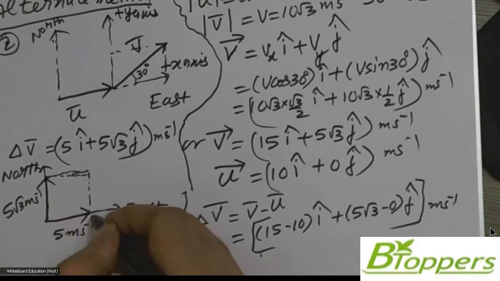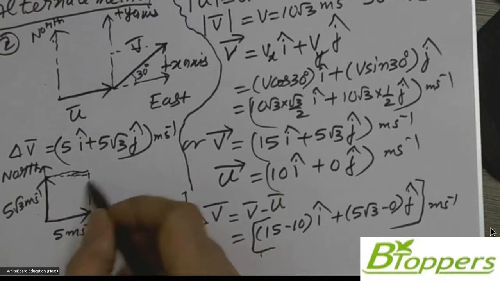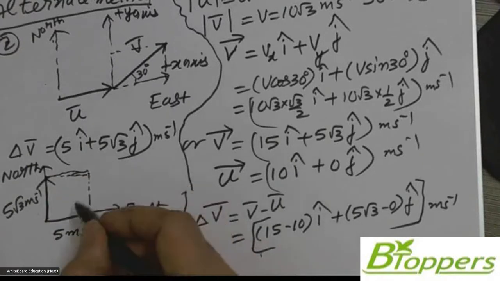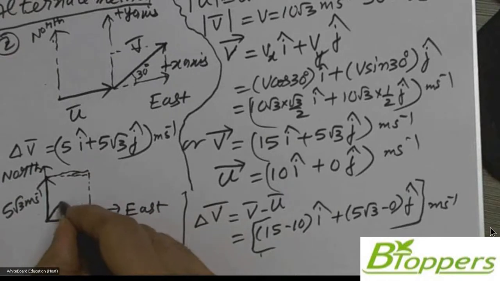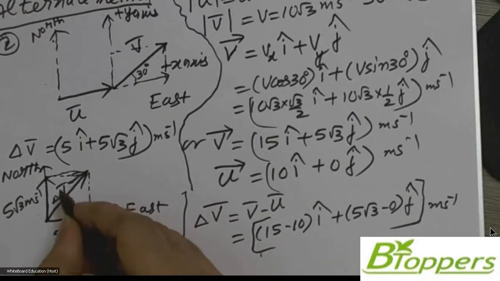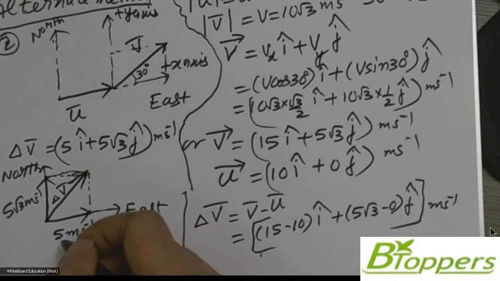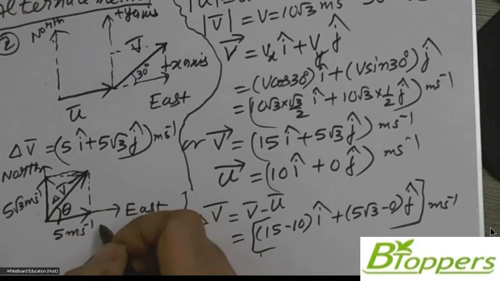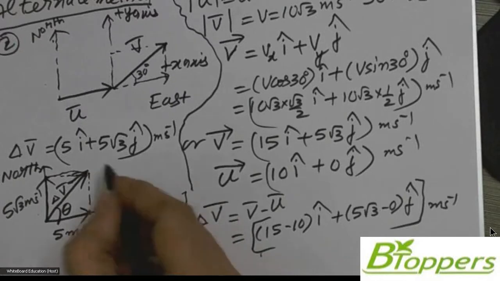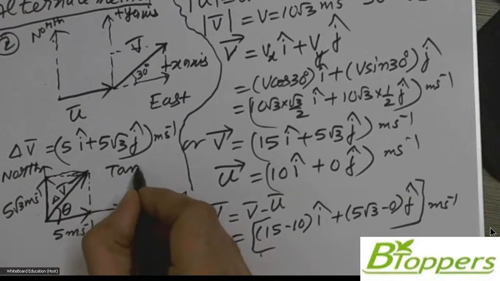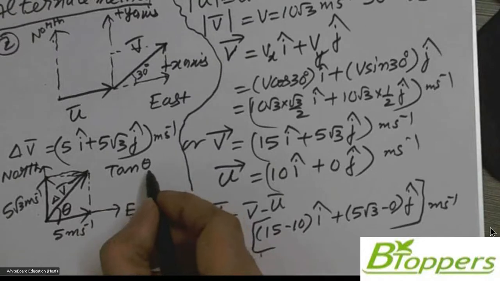You can complete the rectangle by representing these two components of the vector delta v bar by the adjacent sides. The diagonal of the rectangle represents the vector delta v bar. So the vector delta v bar makes some angle theta with x-axis. So from the figure you can write tan theta equal to length of side opposite to theta divided by length of side adjacent to theta.